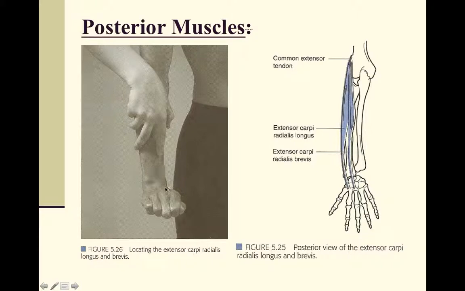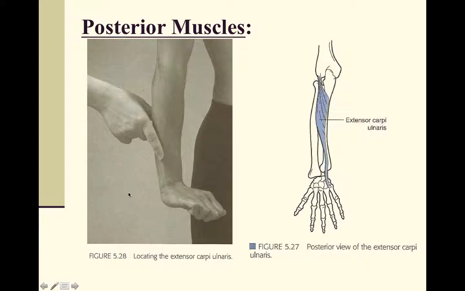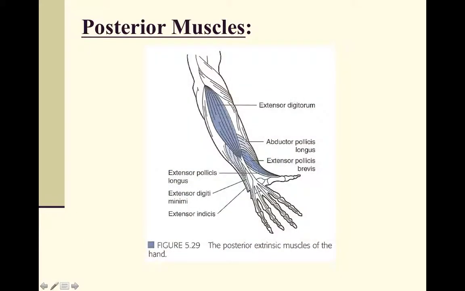If you want to see them on yourself, just make that fist and extend your wrist. You'll see the extensor carpi radialis longus and brevis popping up on the posterior side. They run pretty close to each other, so they're usually easy to palpate. Extensor carpi ulnaris, I find this one very easy to palpate. It pops out pretty good. So you can see that one. There's another picture so you can see how substantial the muscle bellies are.